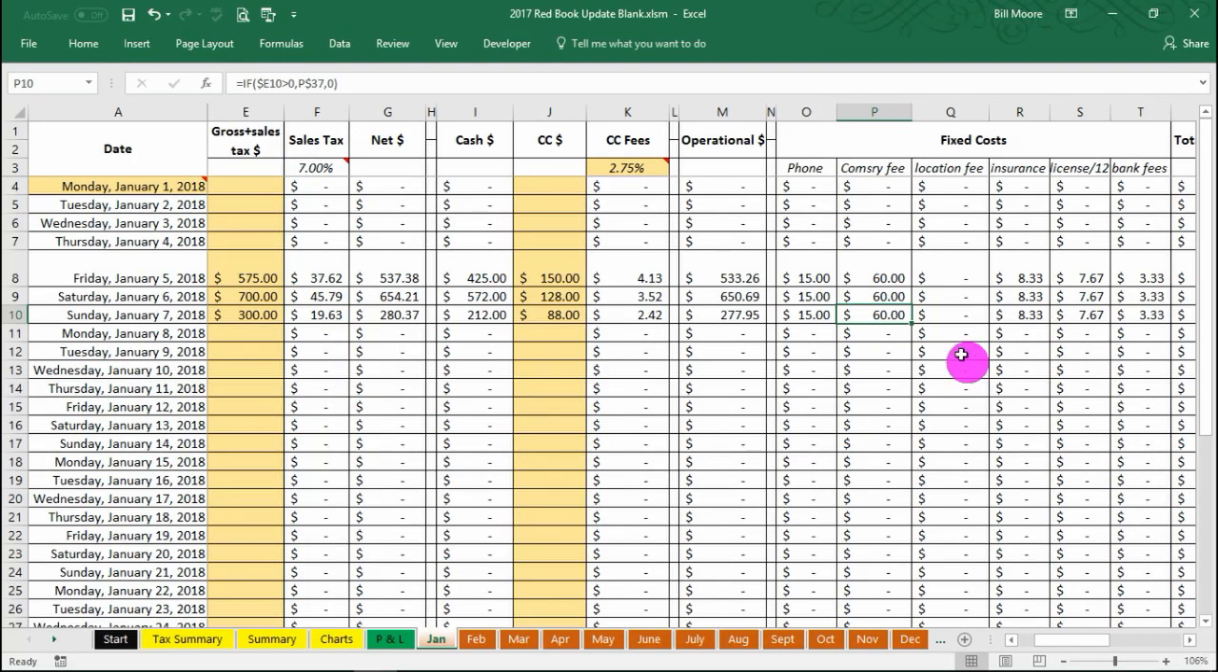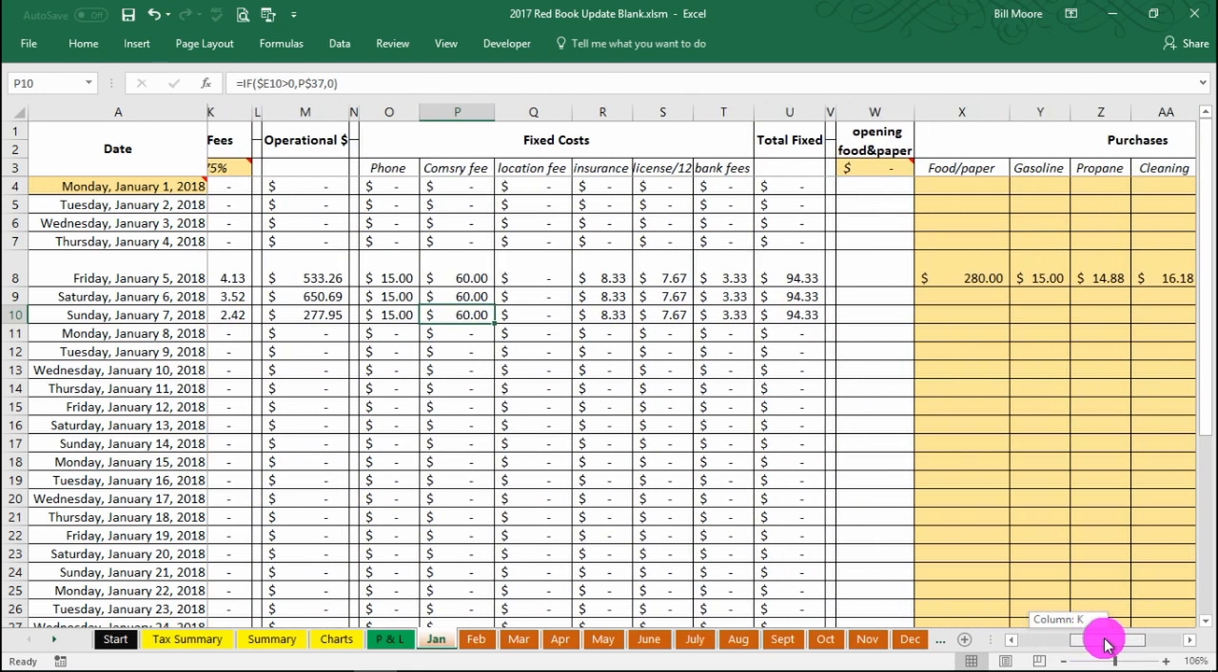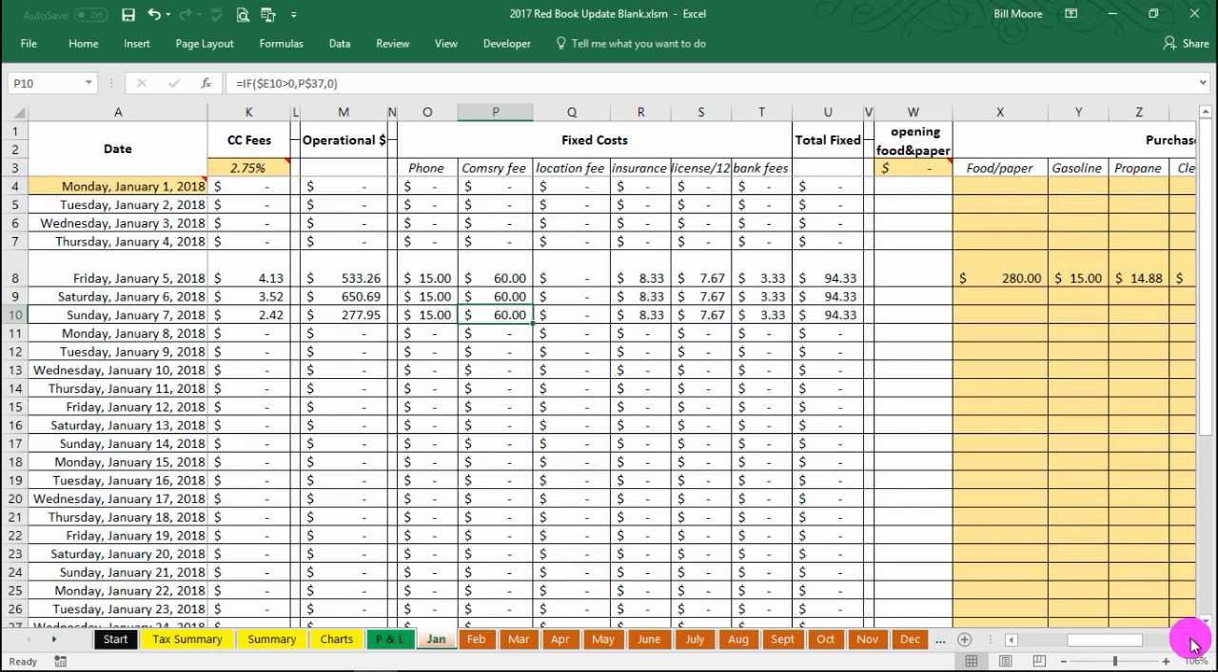And as you can see now, the chart has readjusted my fees and everything and broken it down because I've now been open 3 days as opposed to one. Go over here, I definitely have had to buy some food.